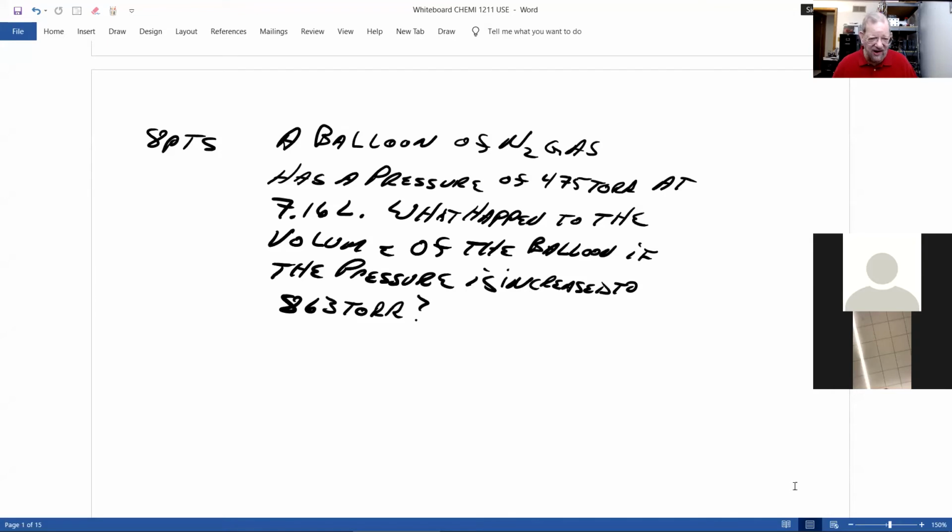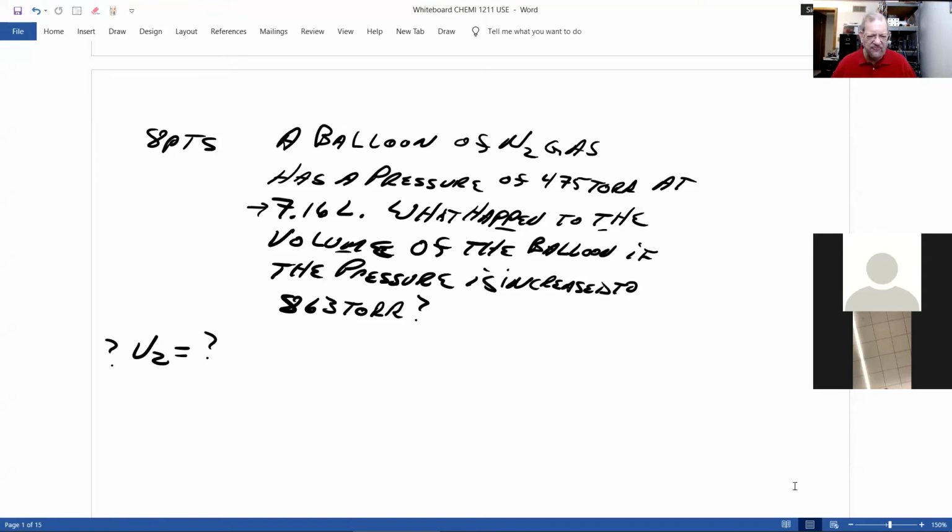And the first thing is, what are you being asked to find? And that is what happens to the volume of the balloon if the pressure is increased. So you had initial volume, liters is volume. So the new volume I'll call V2. And we're trying to find V2.